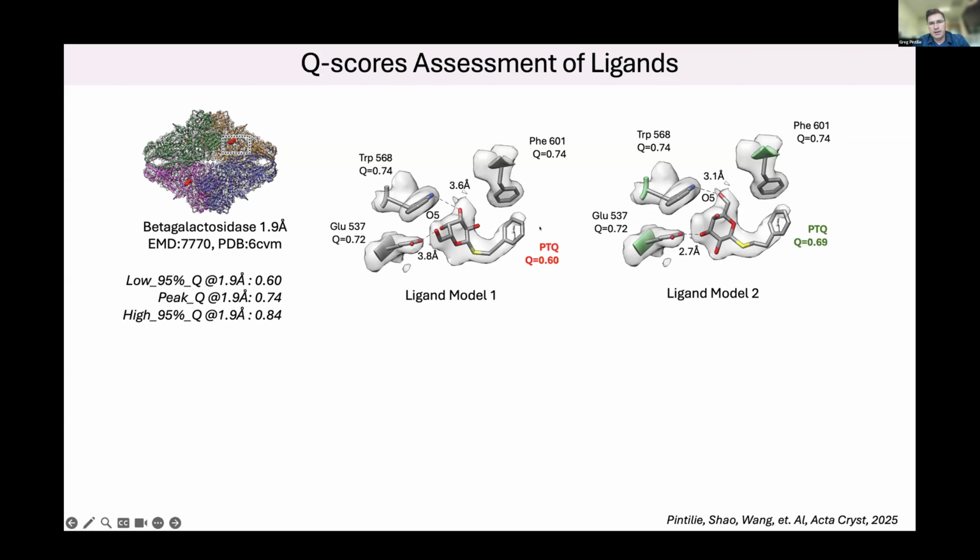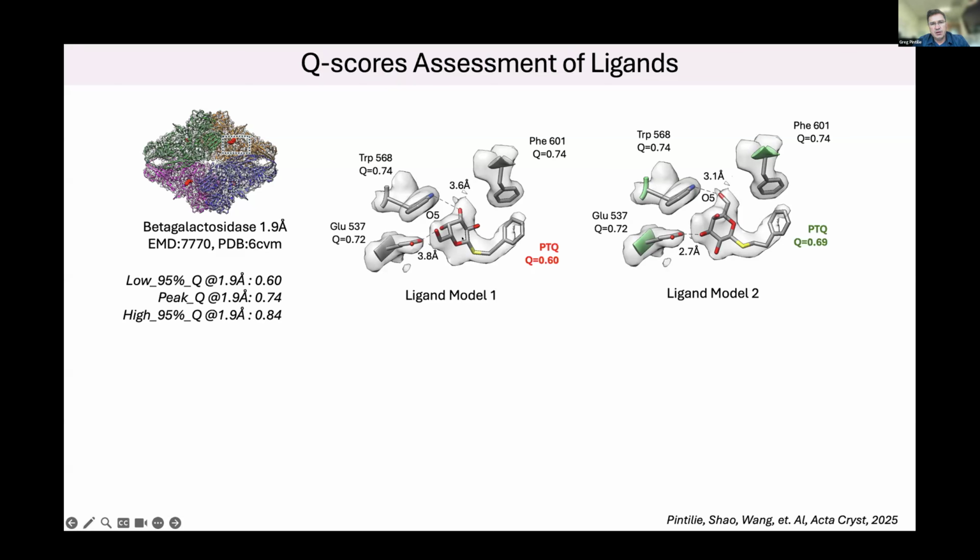It's a very subtle difference. This ring is pointing the same way, but this aromatic ring here is flipped 180 degrees in this versus this. And based on the density alone, they both seem reasonable. You can see this O5, this oxygen atom here, fits into a density and has maybe some potential interaction. In this case, it fits the bump a little bit better. So visually, both seemed reasonable.